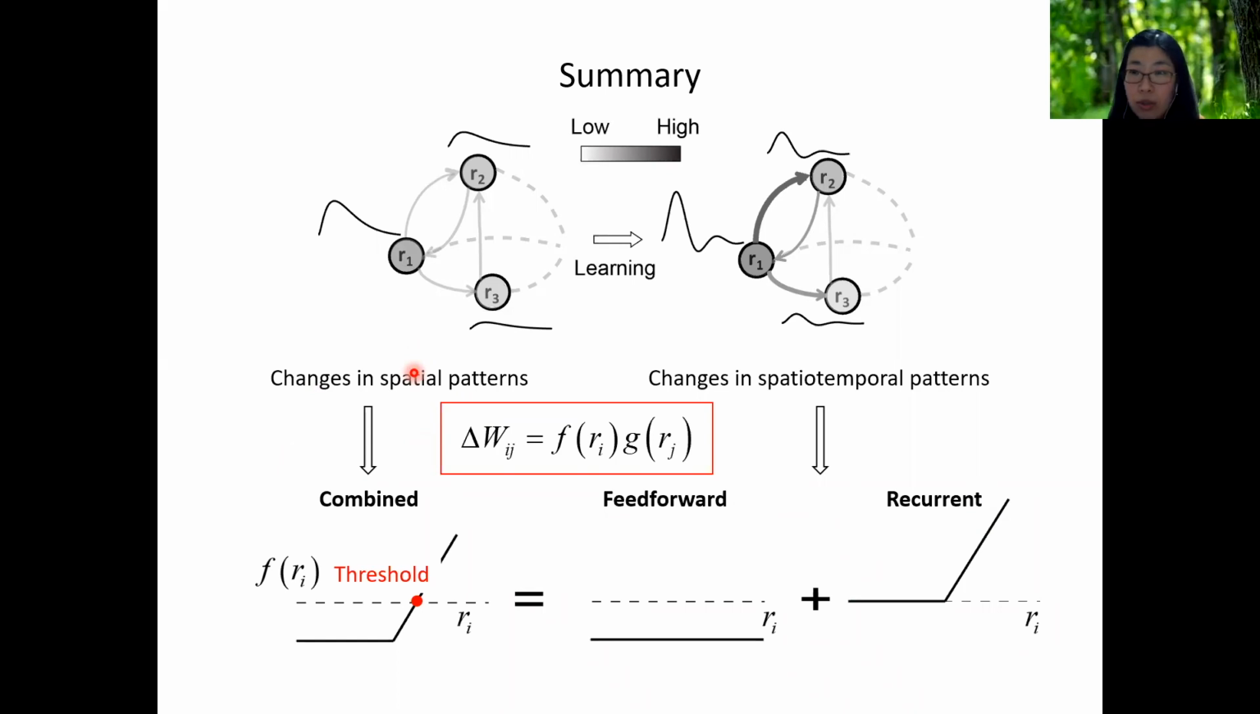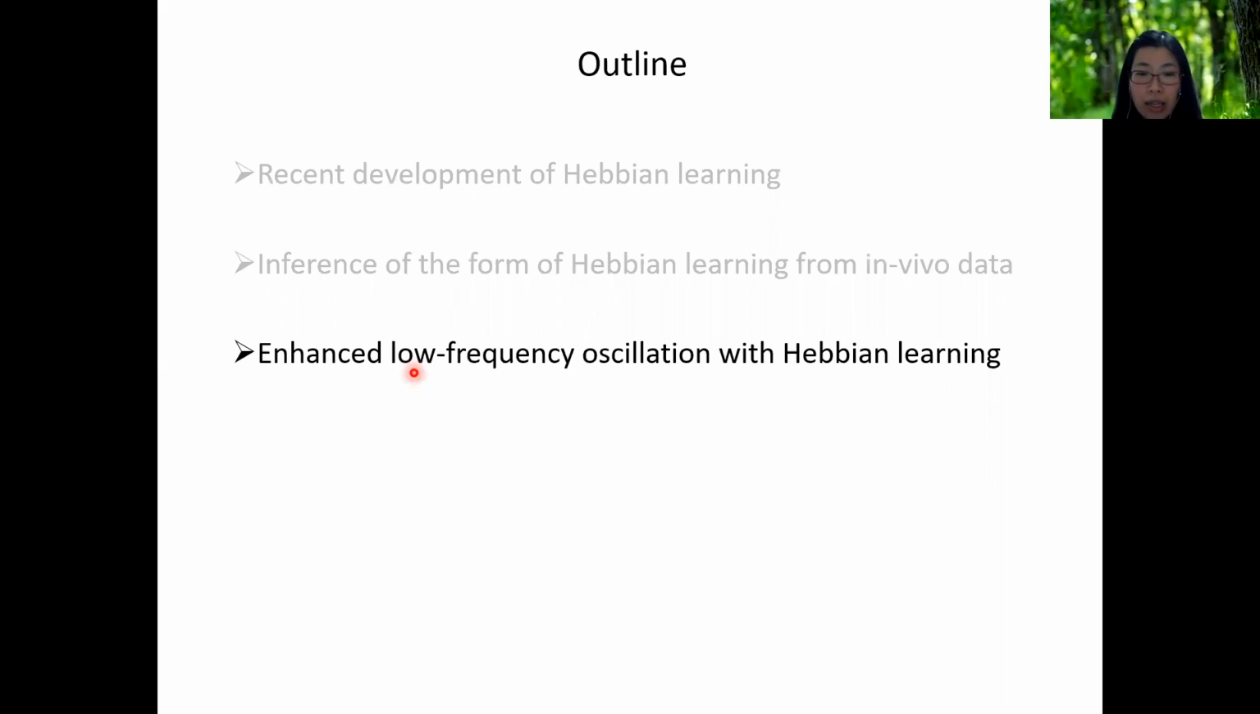Okay, so I think I have a few minutes now, and in the remaining time, I will shortly discuss the role of Hebbian learning in the enhanced low frequency oscillation. So up to now, the low frequency oscillation for the familiar images investigated in the inferior temporal cortex was around 5 Hz, which is in the theta range.